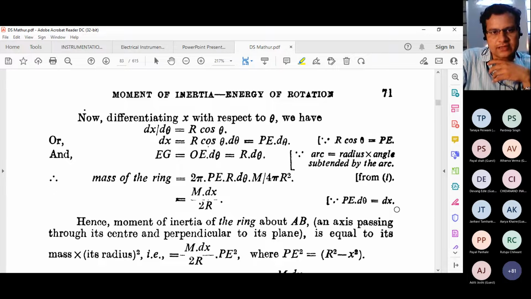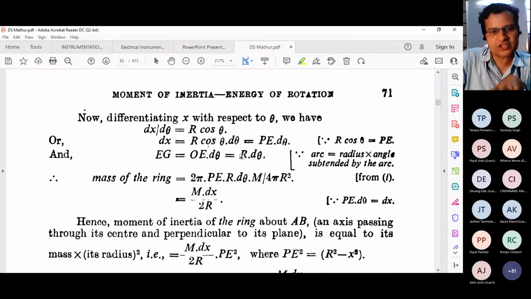Are you still confused with this? Look, we are just substituting this PE dθ with the dx only. How do we write that? Because dx is equal to PE dθ. Therefore, dx is equal to PE dθ. So PE dθ I just replace with the dx. We just differentiate x with respect to θ, where dx I got as PE dθ. That's what we can substitute: this PE dθ is equal to dx.